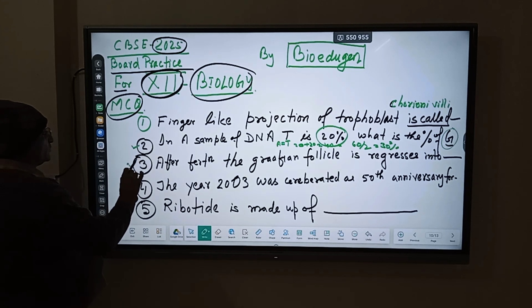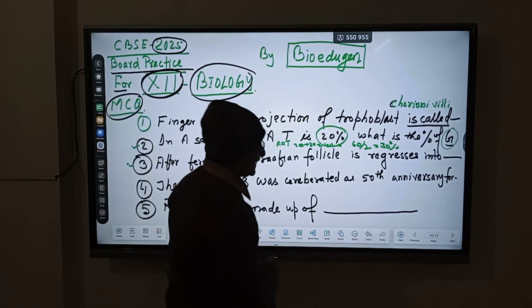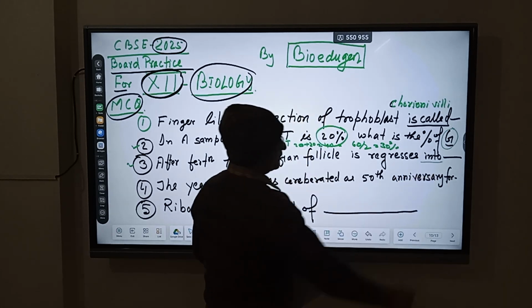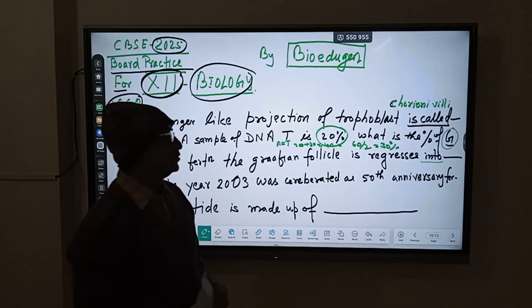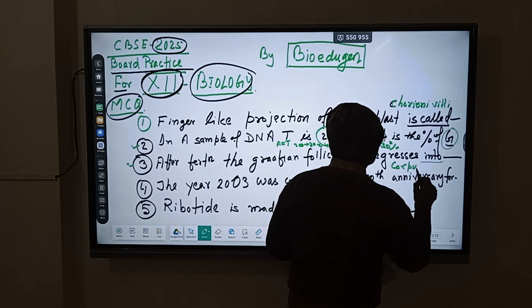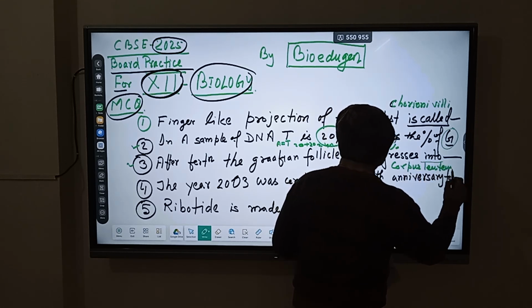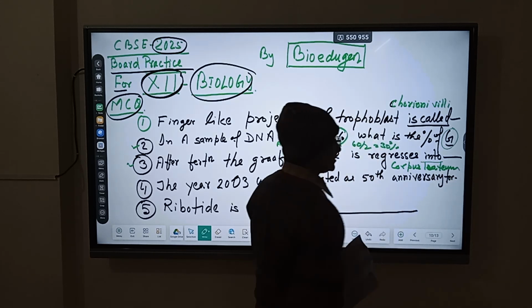Third question. After fertilization, the Graafian follicle regresses into corpus luteum. So corpus luteum is the correct answer.